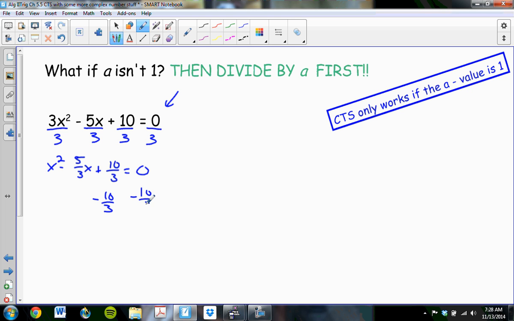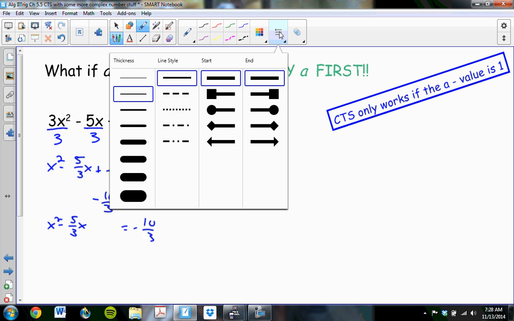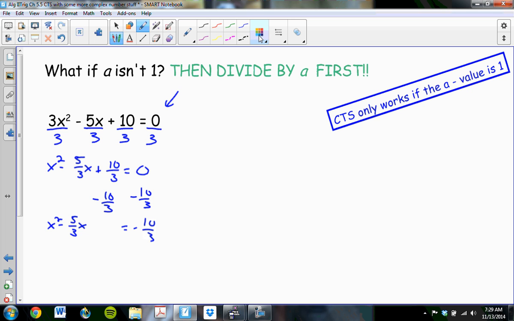Subtract the 10/3 from both sides, and I get that x² - 5/3x = -10/3. And I still leave this gap here like I always have. Right now my b value is -5/3, which means that b over 2 is -5/6. And so b over 2 squared is 25/36, and that's positive now. So I'm still going to do a plus 25/36 here. You're always adding something when you're completing the square at this step. It's always going to be addition.